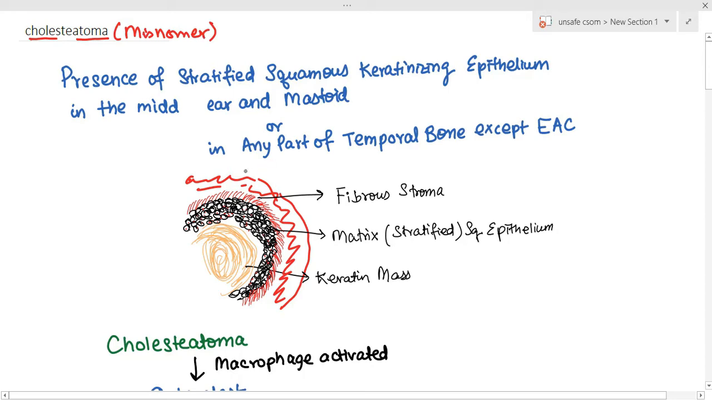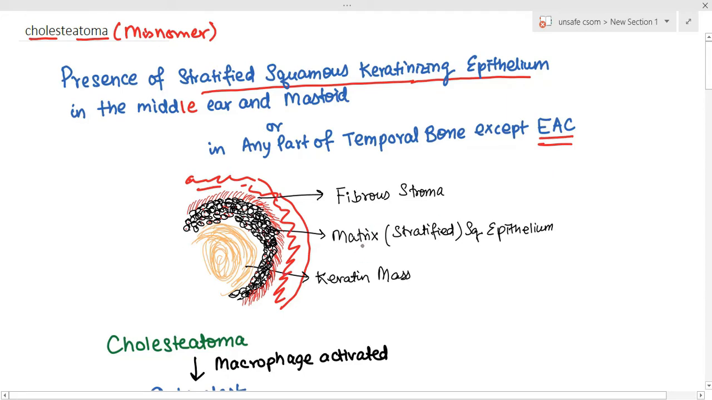Cholesteatoma is the presence of stratified squamous keratinizing epithelium in the middle ear and the mastoid. Or we can say in any part of the temporal bone, since the middle ear and the mastoid are part of the temporal bone, except for the external auditory canal. If there is presence of stratified keratinizing epithelium in the temporal bone except for the external auditory canal, it is known as cholesteatoma.